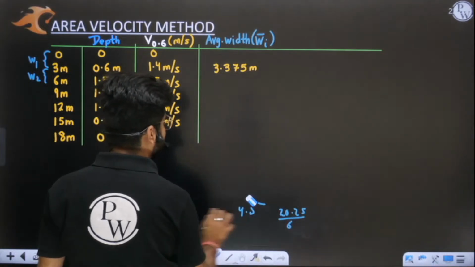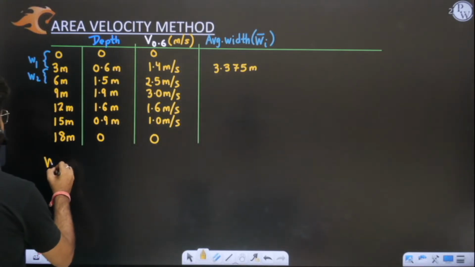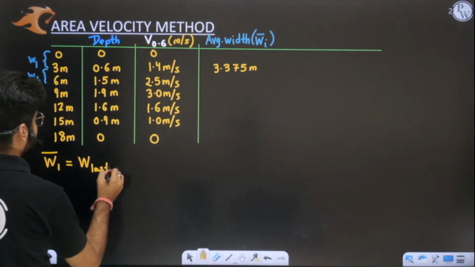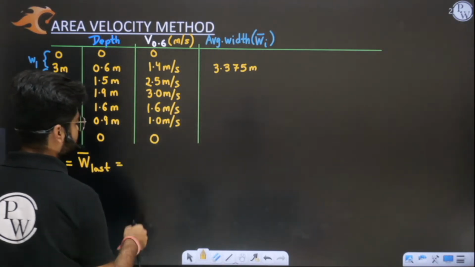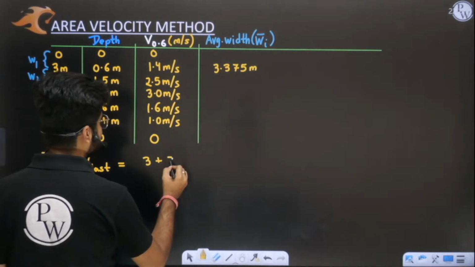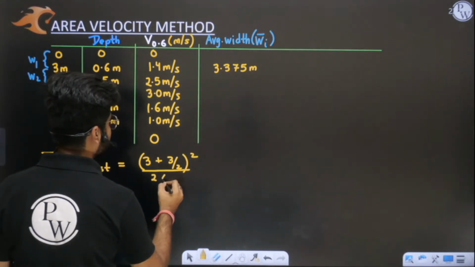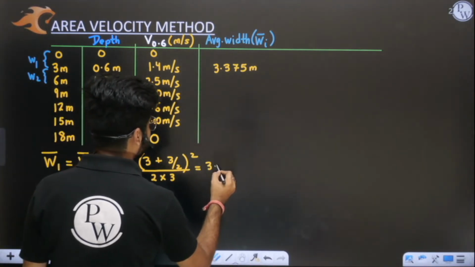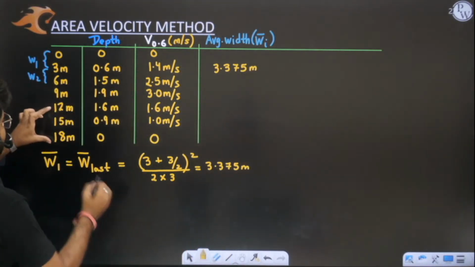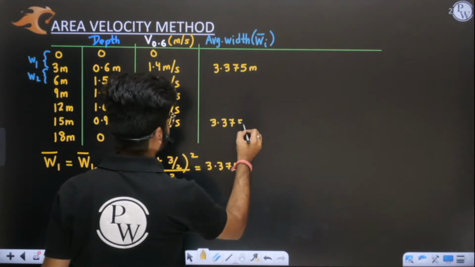Understood clearly how we have reached to this? Let us write it here only. See, W1 average and W last average. For first and last, average will be calculated like this only. For both of them, we will have (3 plus 3 by 2) whole square divided by 2 into 3. So this will be equal to 3.375. This is for the first one and this is for the last one. For the last one also we have 3.375.